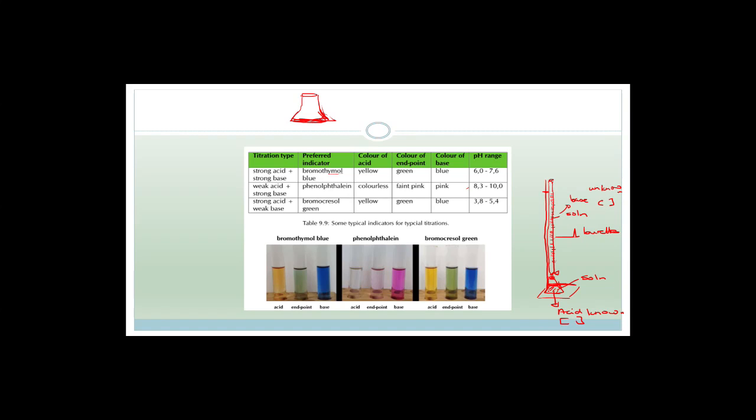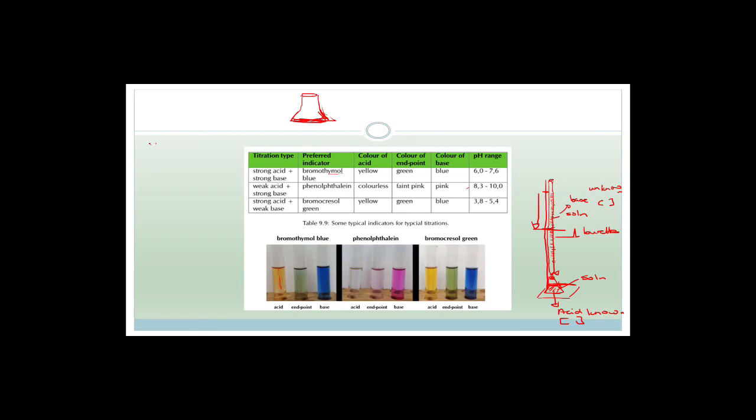Okay, and then what we do is we put our indicator in. So what our indicator might be, if this is an acid, it might turn it to be orange, okay? And then I'll add the base, and as I add the base, I get closer and closer to a neutralization point. At the end point, this color is going to change to green. And then I measure how much of the base I've added to the solution.